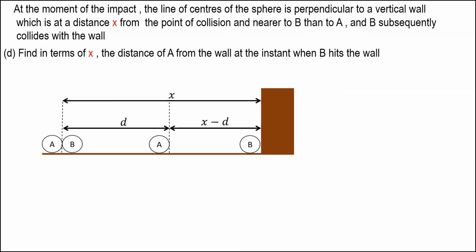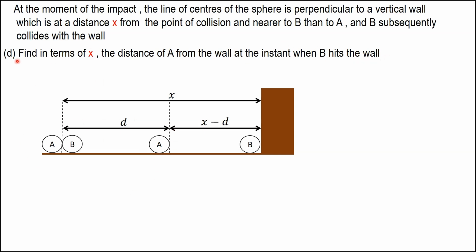So the D part of the question is being introduced with a small paragraph. That is, we are being told that at the moment of the impact, the line of centers of the sphere is perpendicular to a vertical wall, which is at a distance x from the point of collision and nearer to B than to A. And B subsequently collides with the wall. In the D part, we are asked to find, in terms of x, the distance of A from the wall at the instant when B hits the wall.